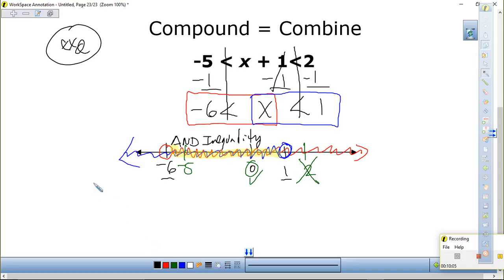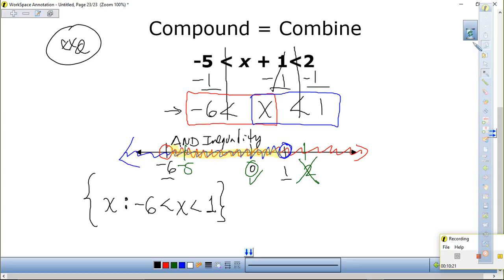So let's write our solution set. Solution set of all x's such that, and then we write whatever we ended up with at the end of here. It's -6 less than x less than 1. And that's how you solve these. You solve, you graph, and you write your solution set. Okay? Are we doing okay? Yes? Okay, let's do another one.